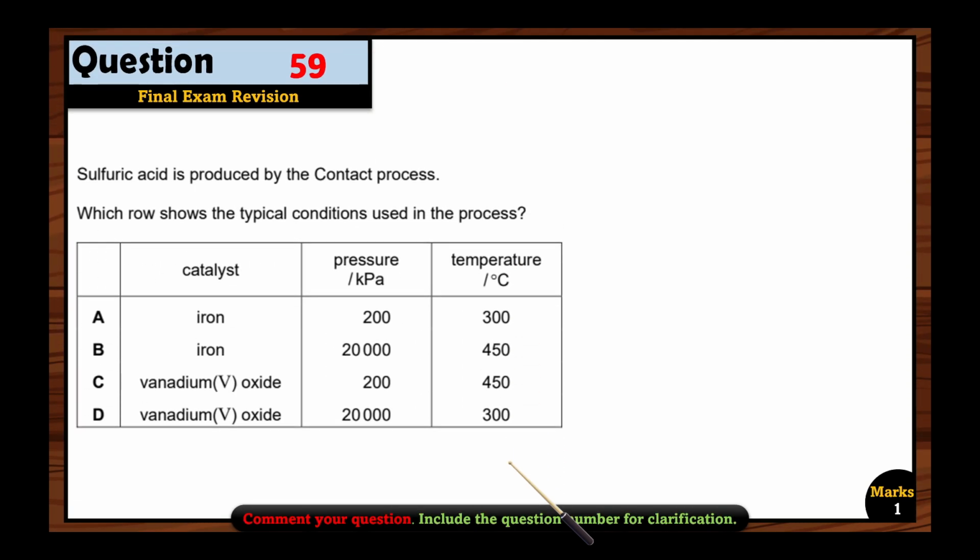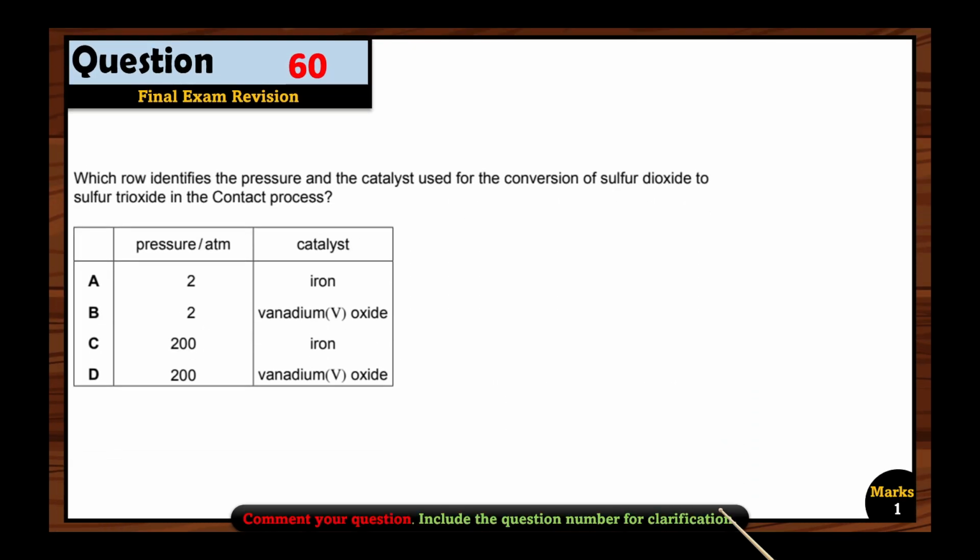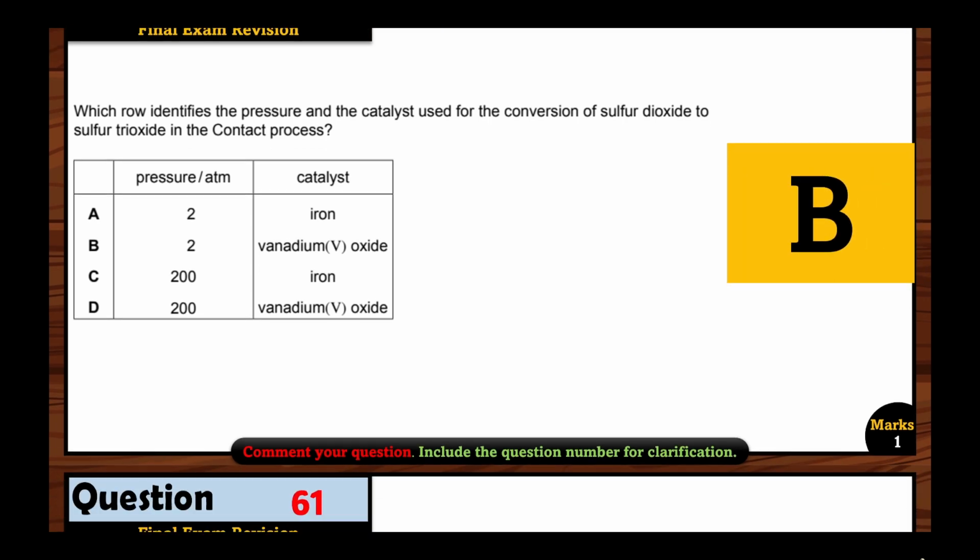Question 59, again the same. Now here they are asking about the pressure in kPa. So you see here the temperature is the same, 450, 200 kPa pressure, and vanadium oxide. So option C is the right option. Question 60. Which row identifies the pressure and the catalyst used for the conversion of sulfur dioxide, again in the contact process? The catalyst is vanadium oxide, right? And now what about the pressure? They are asking in atm, right? So option B is the right option.